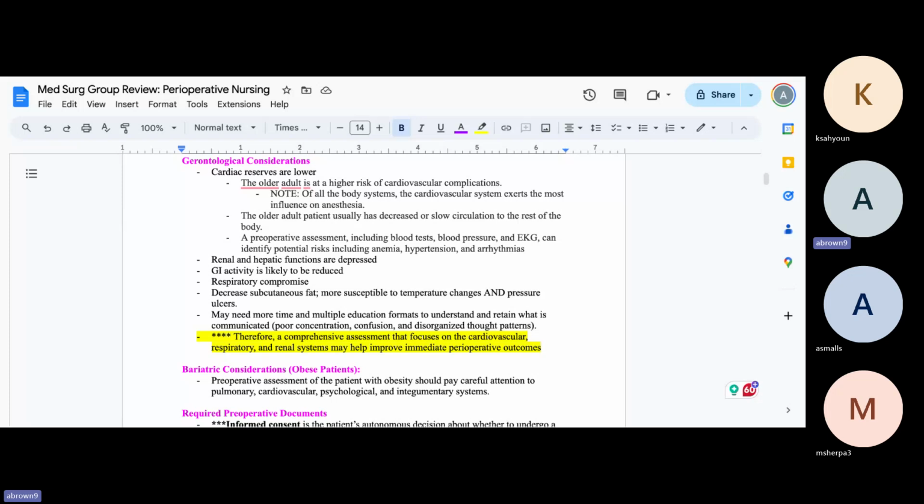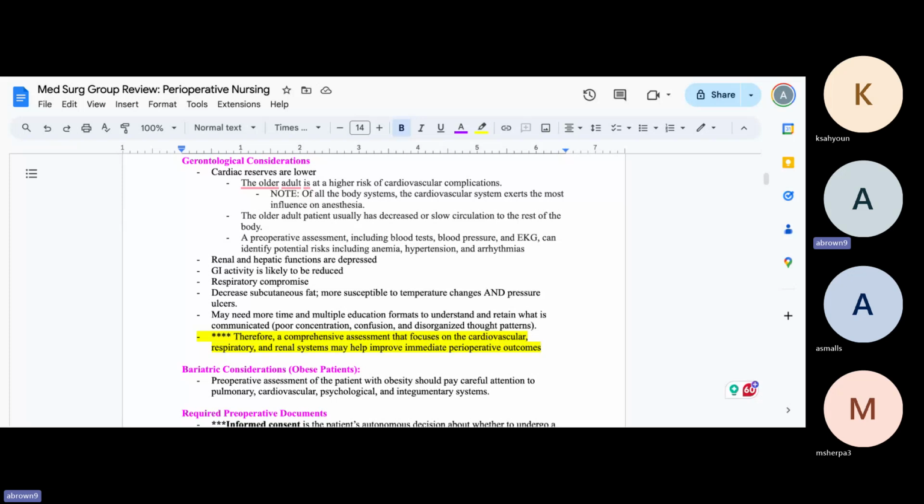A preoperative assessment includes blood tests, blood pressure, EKG, and identifying potential risks, including anemia, which means low red blood cells, hypertension, and arrhythmias. Renal and hepatic functions are also depressed with older adults. GI activity is likely to be reduced, along with respiratory compromise and decreased subcutaneous fat. So they're more susceptible to temperature changes as well as pressure ulcers. So we pay attention to pressure ulcers, and we want to think about that if they are having a very long surgery as well.